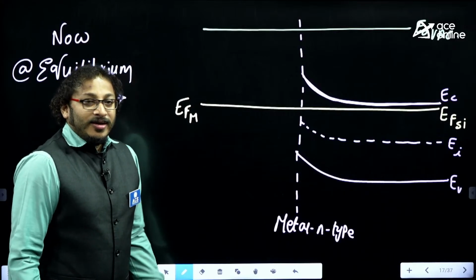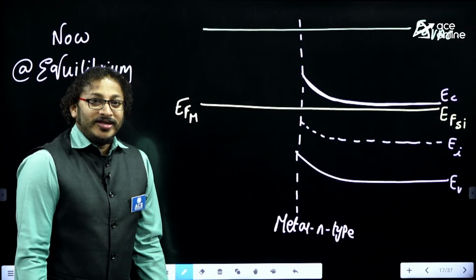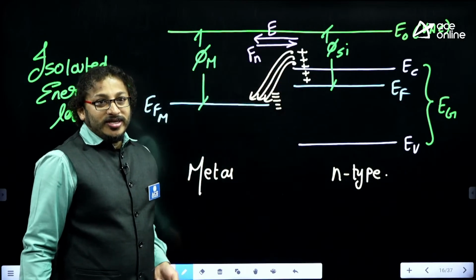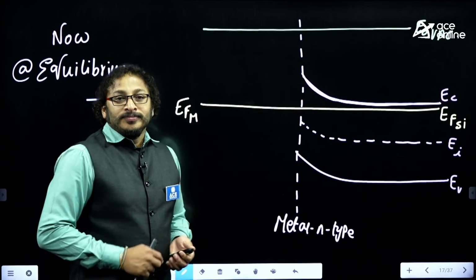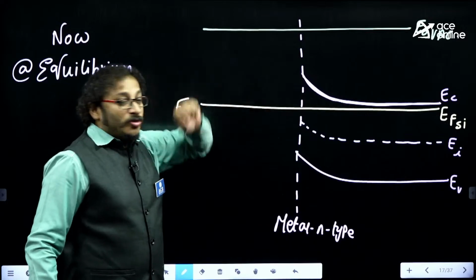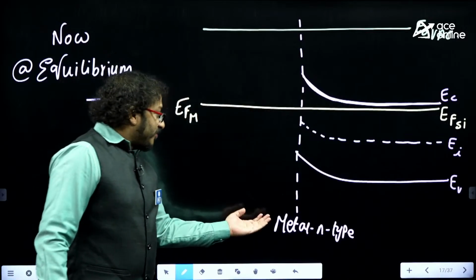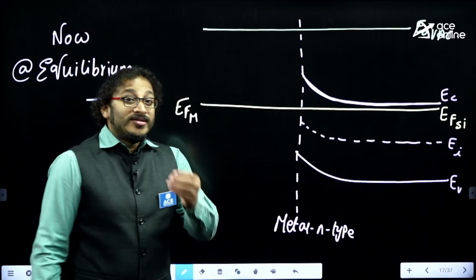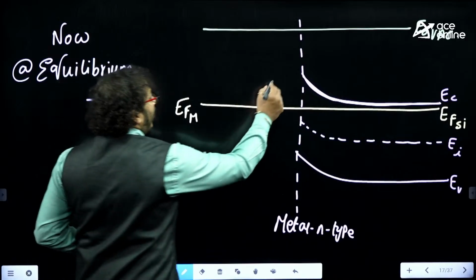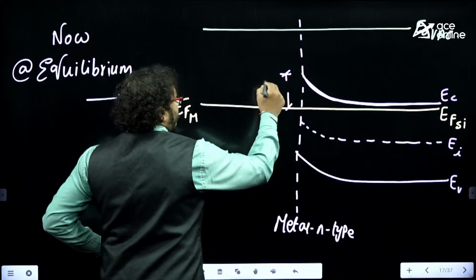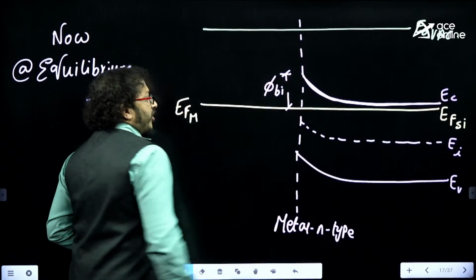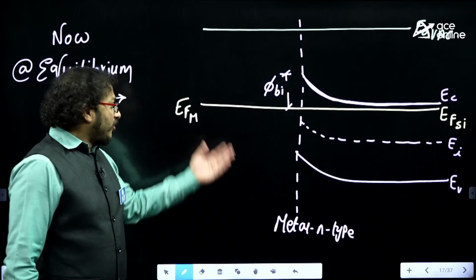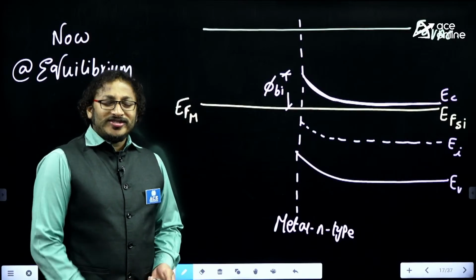Is this correct or not, dear students? There is a barrier, which is called the depletion region. We call it the barrier potential. This type of semiconductor diode is called a Schottky diode. The height of this potential from here to here, let me say phi bi, is the Schottky built-in potential, or simply the Schottky potential.